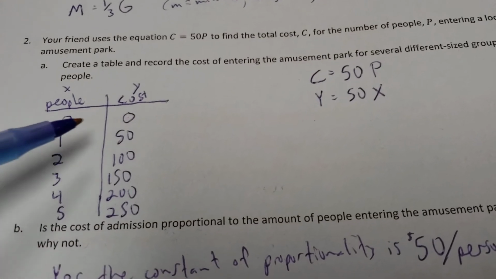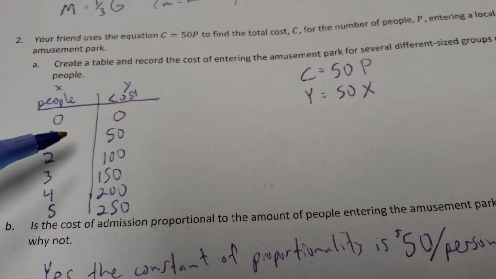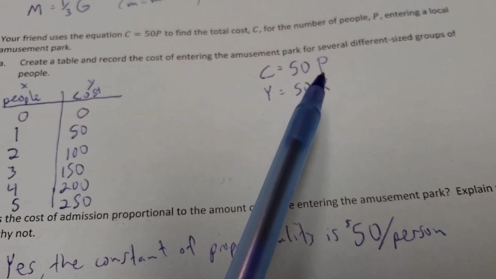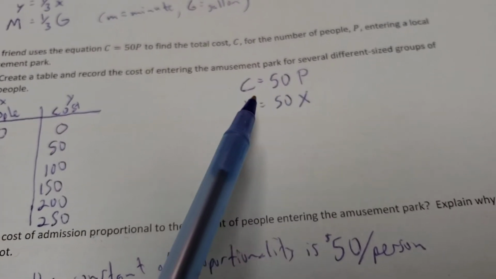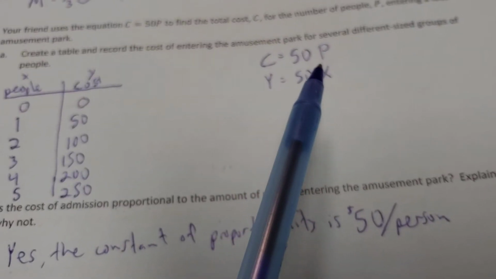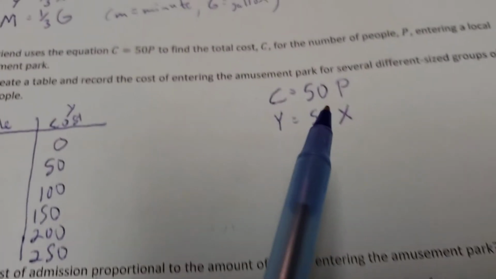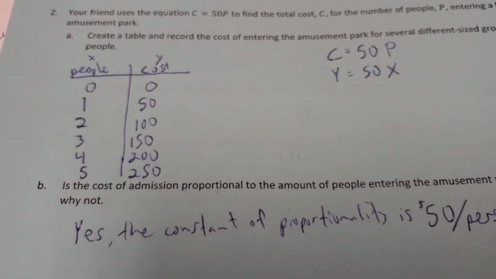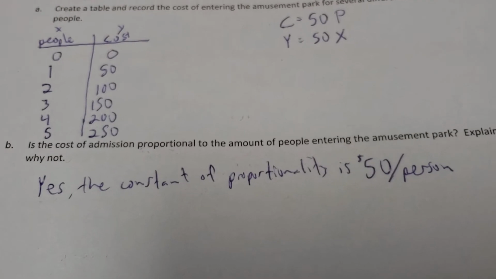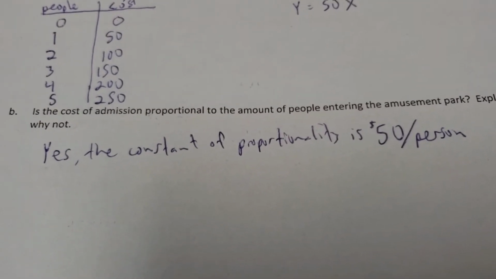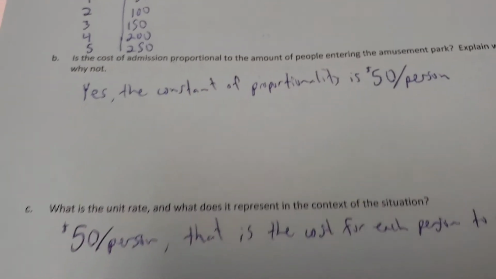Obviously, if no people come, it's going to cost $0. If one person comes, if I pretend there's a 1 here instead of the p, 50 times 1 is going to be 50. That's why I have 50 for the cost. And if maybe 2 people come, I pretend there's a 2 here, so 50 times 2 would give me 100, and so on. So it looks like it's about $50 per ticket. So is that cost of admission proportional? Definitely, because it looks like we're dealing with $50 per person for the tickets to get in.